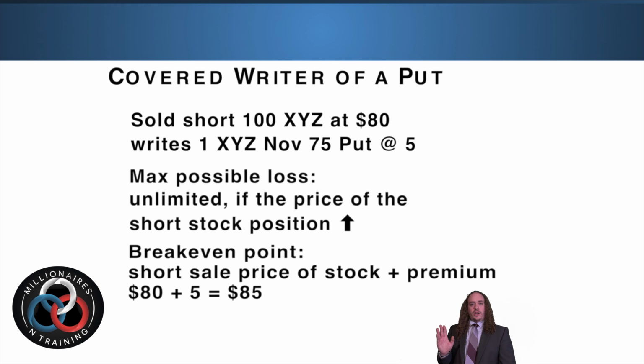What is the break-even point for the writer of a covered put? Remember that this customer has used a short stock position to cover the put, and the customer has received premiums of $5 per share times 100 shares. When will the customer lose the $5 per share of premiums received? When the short sale price starts to rise. So in this case, the break-even point for the writer of a covered put is equal to the short sale price of the stock plus the premium. 80 plus 5 equals $85.